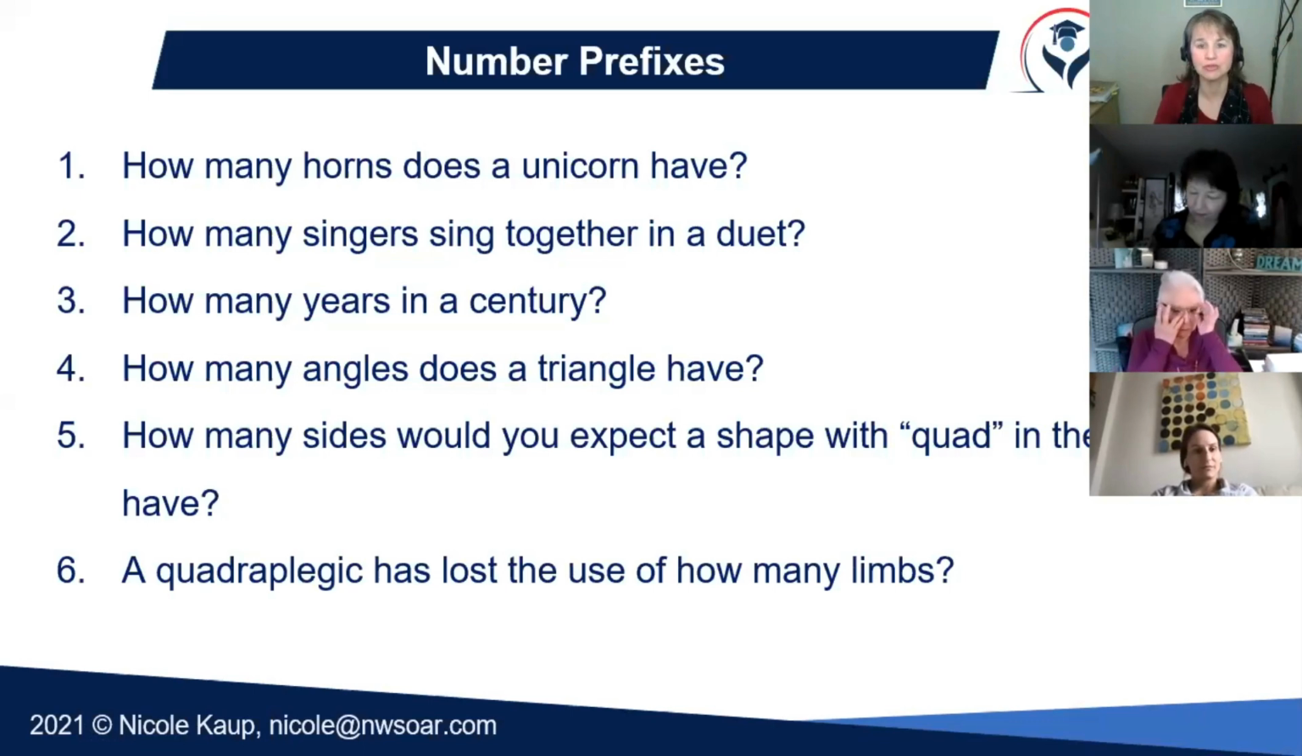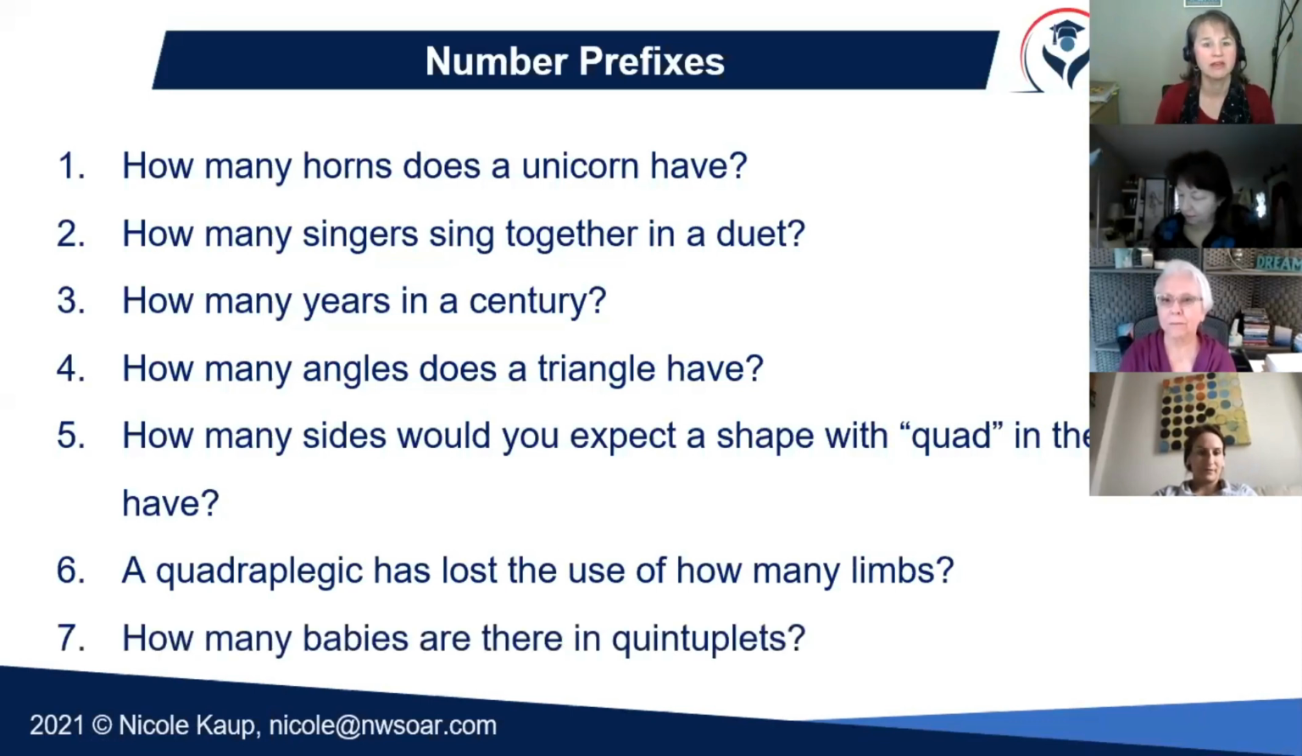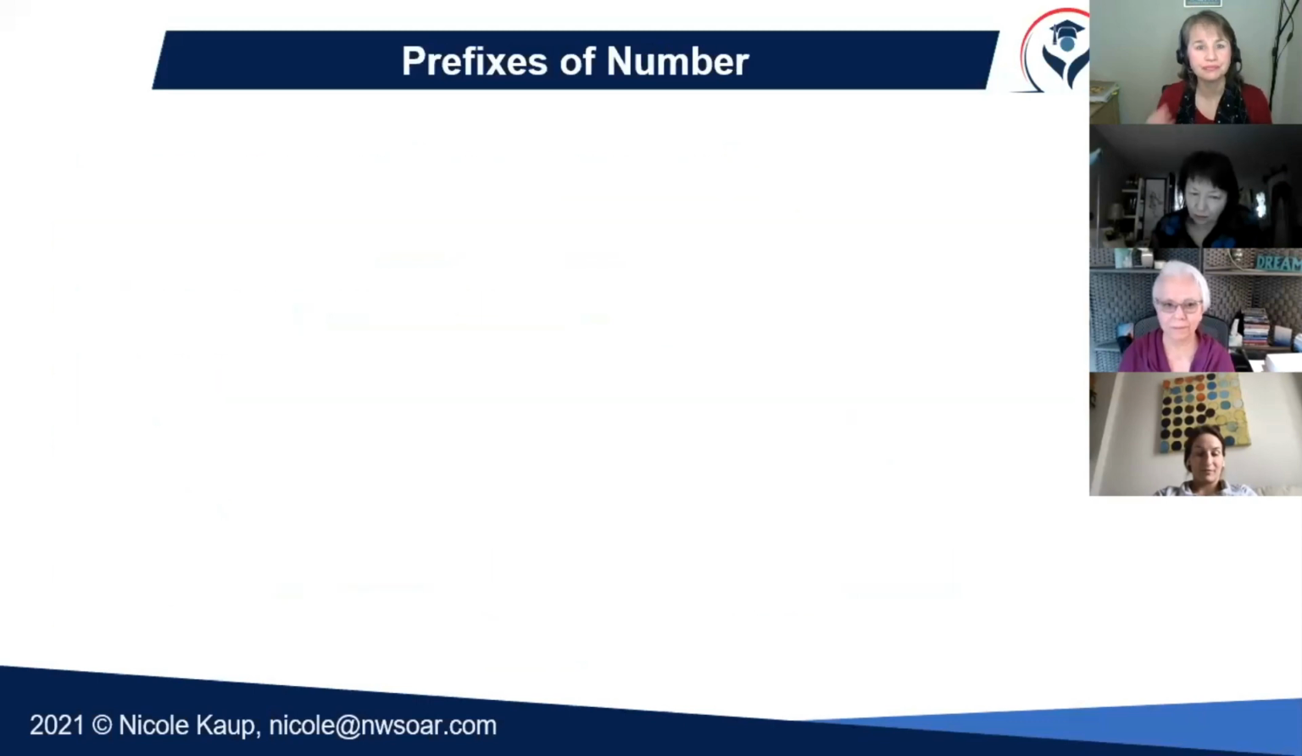Quadriplegic has lost the use of limbs. So limbs are your arms and your legs. How many limbs has the quadriplegic lost the use of? 4. So 2 arms, 2 legs. How many babies are there in quintuplets? 5. Yeah, there were some famous ones back, I think, in 1930s in Canada somewhere. I think there were quintuplets way back when.